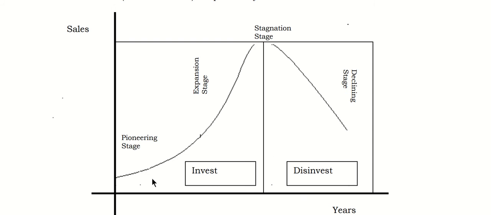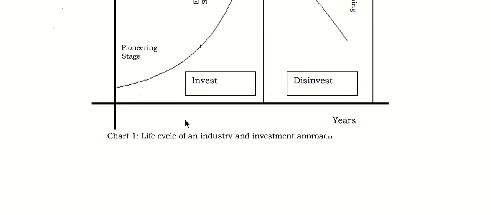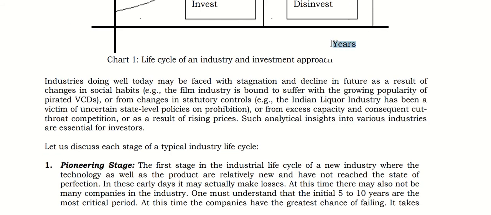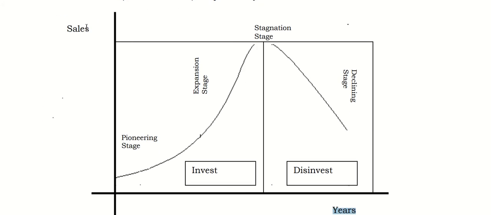So here we have the industry life cycle graph, if you can see. Here we have the first stage. The first stage is pioneering stage. On x-axis we have years, and on y-axis we have sales. As you can see, initially in the starting years, the sales are very low. These are starting years and this is sales. In initial years, the sales of the company are very, very low, right?